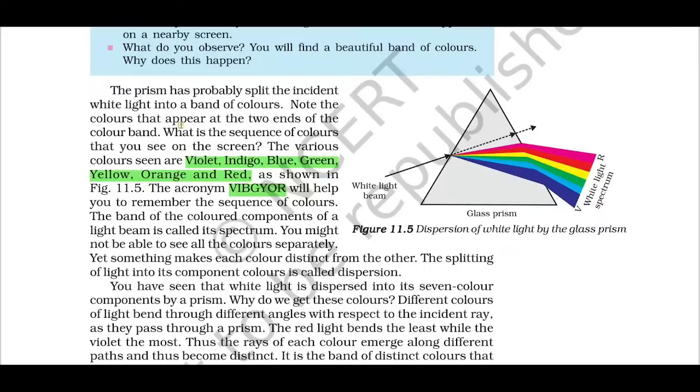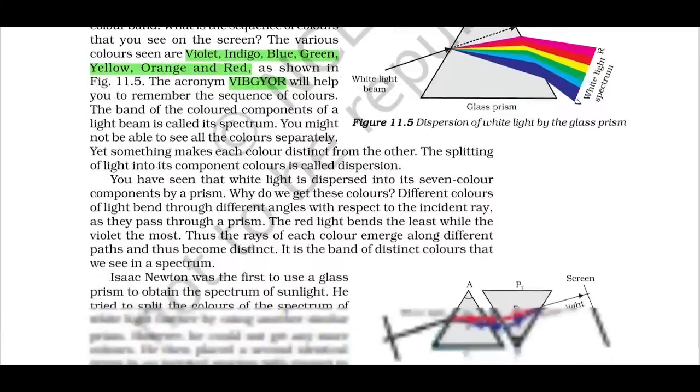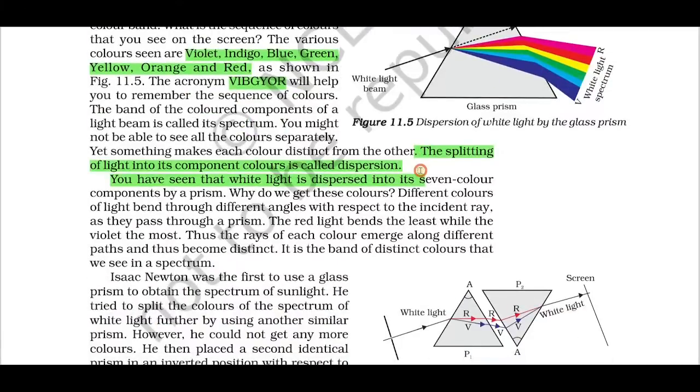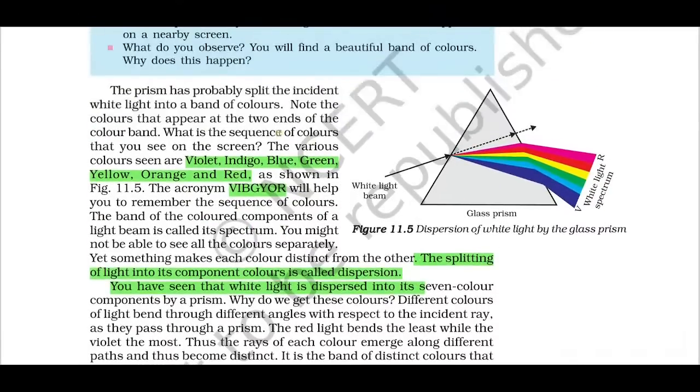What is dispersion of light? The splitting of white light into its component colors or constituent colors is called as dispersion of light. So the white light contains 7 colors, that is VIBGYOR, right? The band of colored components of the light is called as what? Spectrum of light.